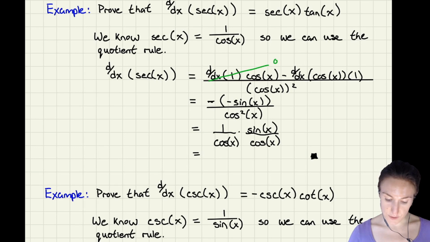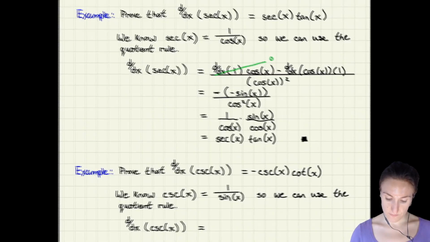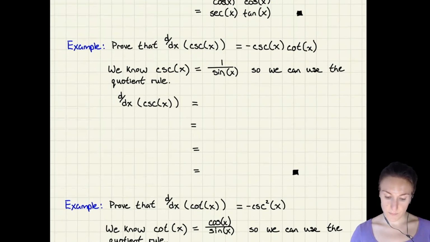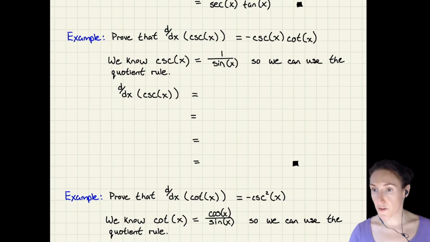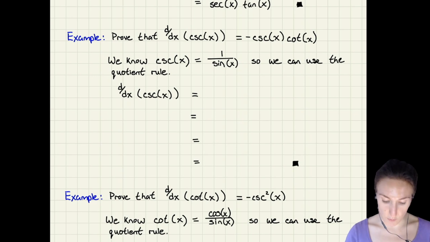And now this means that we have secant, and then we have tan. Okay, good. Now this one is very similar, except we're dealing with 1 over sine, and we want to find the derivative of cosecant. So same thing as before.